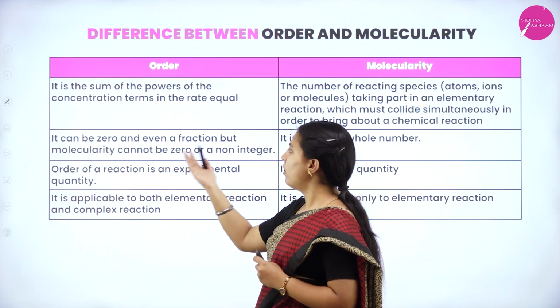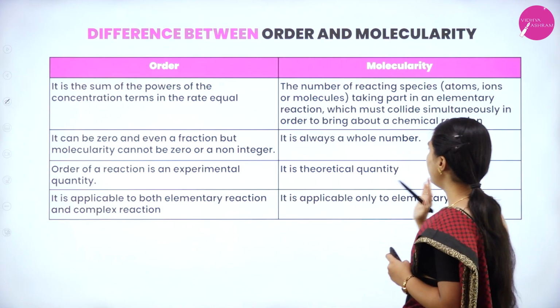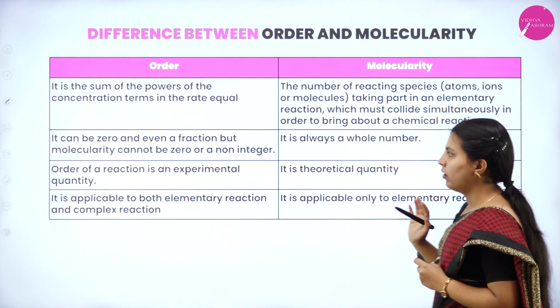Order can be 0, and even a fraction, but molecularity cannot be zero or a non-integer. Okay.